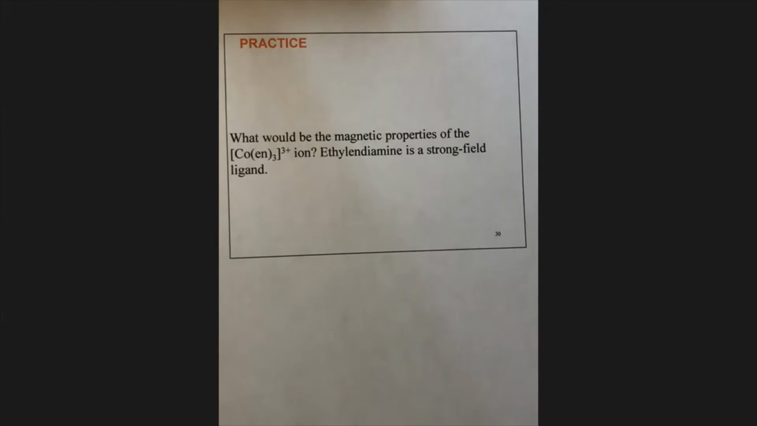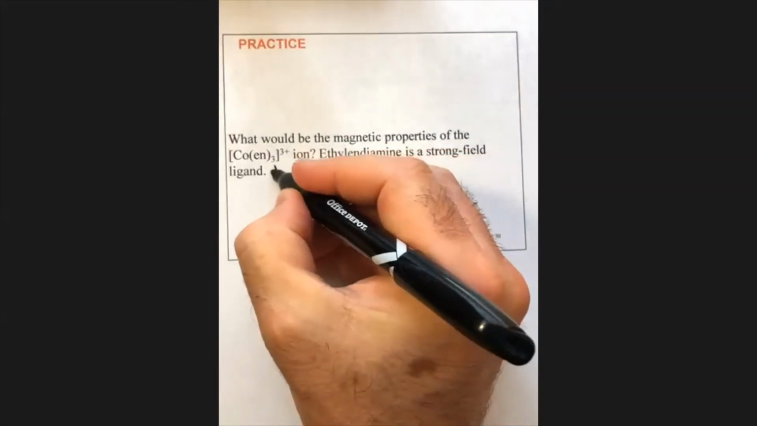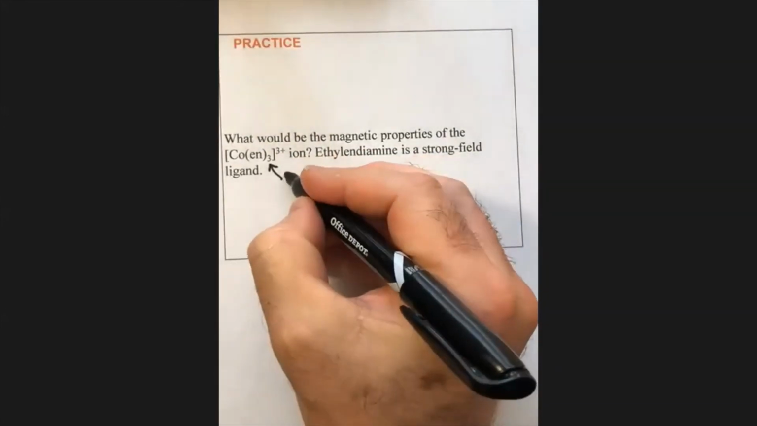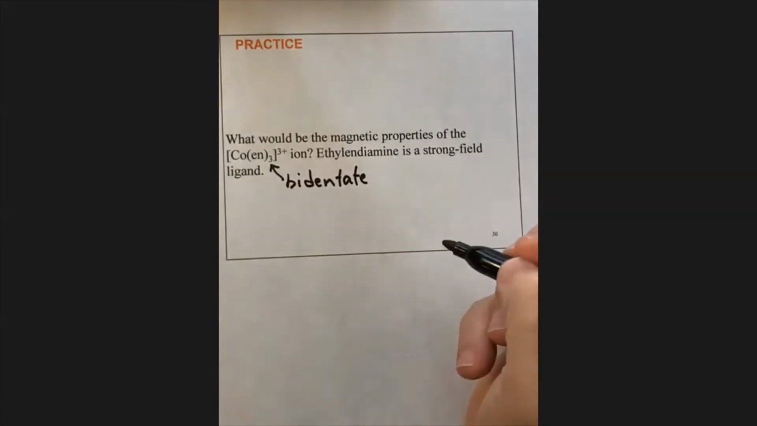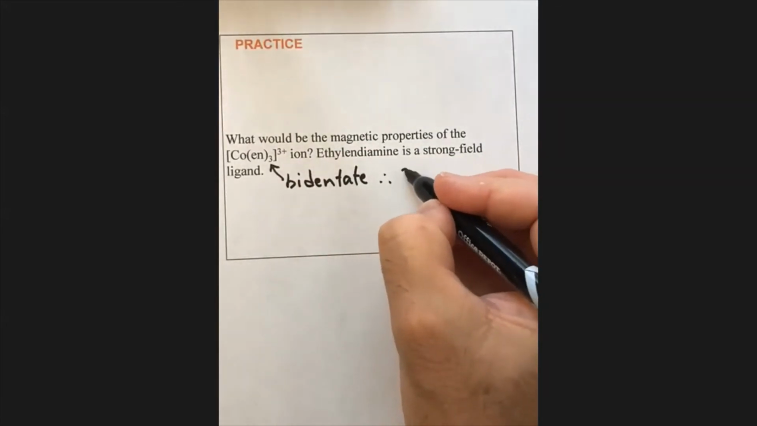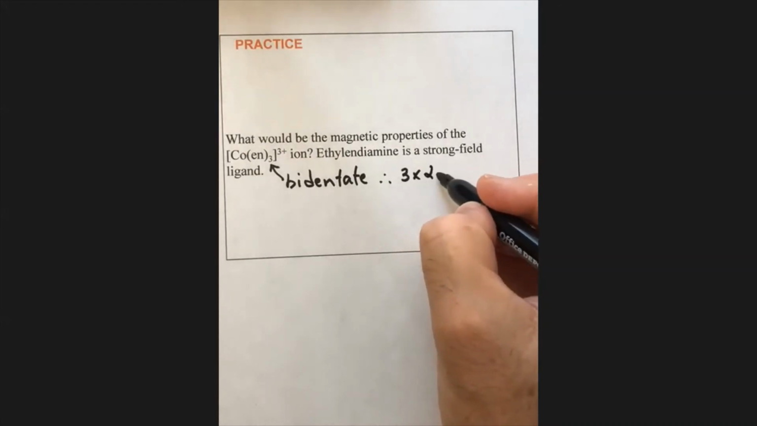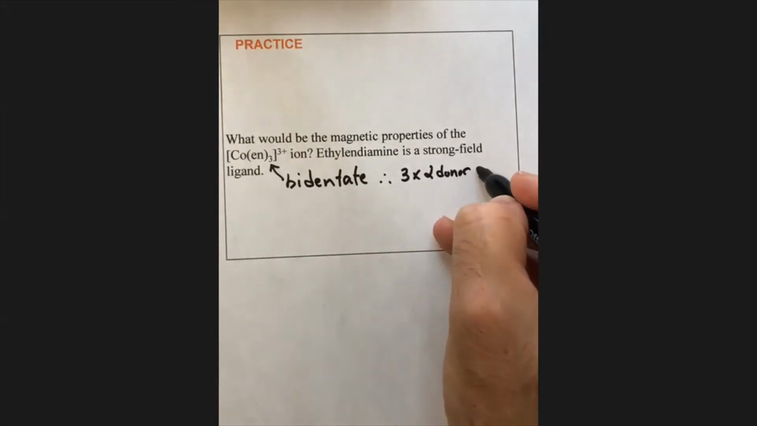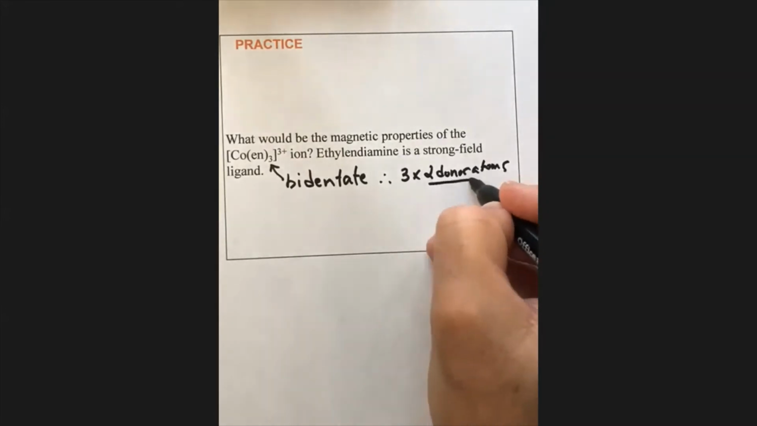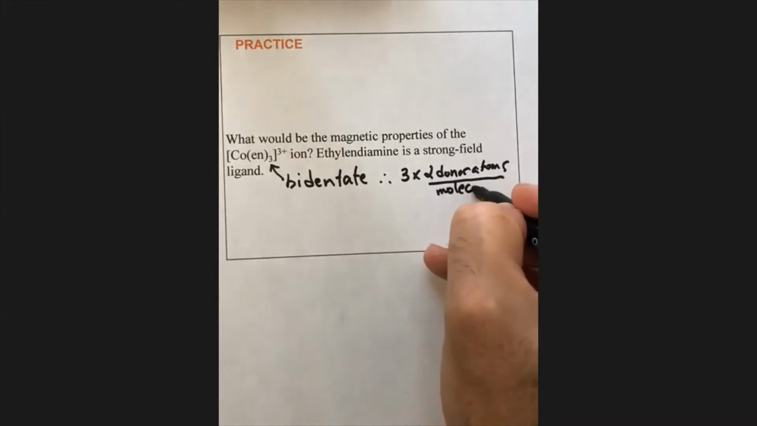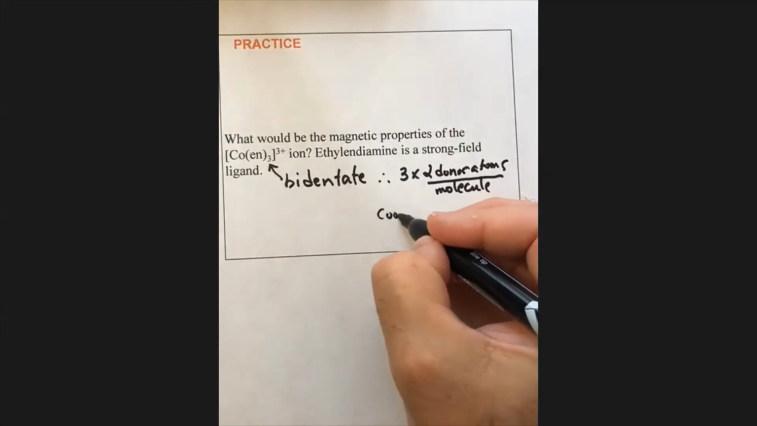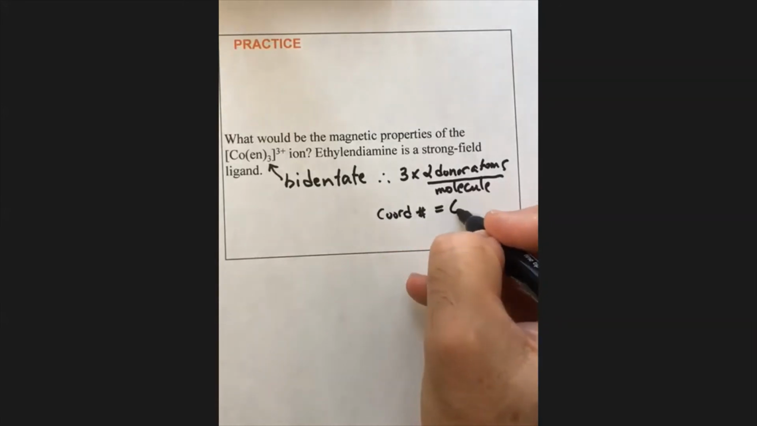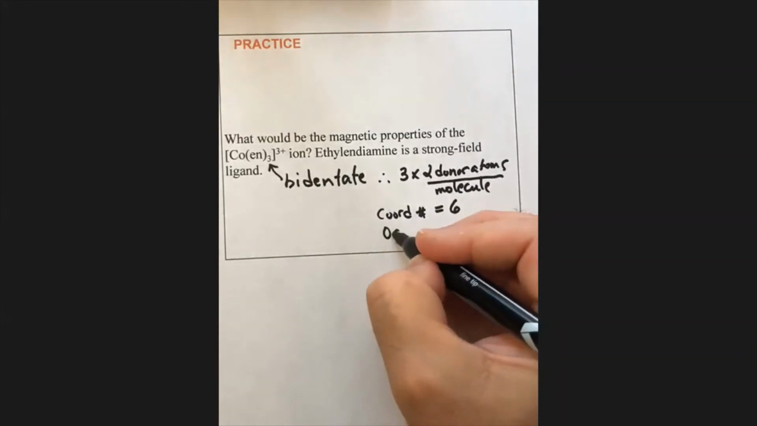Okay, first thing I need to find out is, what is the coordination number? Ethylenediamine is bidentate, right? So that means that I have 3 ligands and 2 donor atoms per molecule. So that means that my coordination number is 6, and therefore I have an octahedral complex.